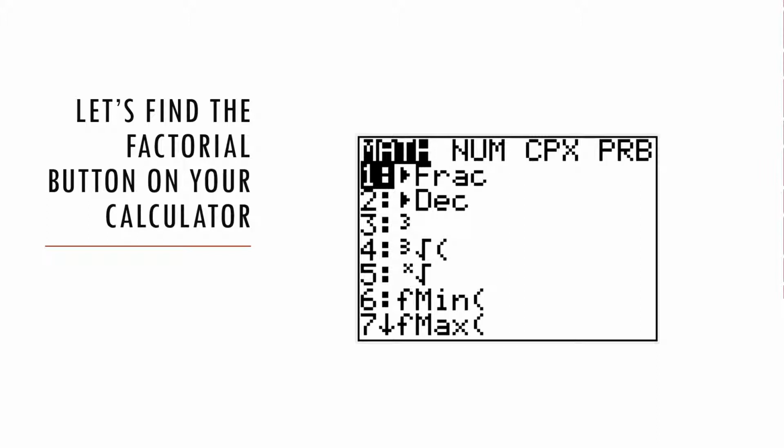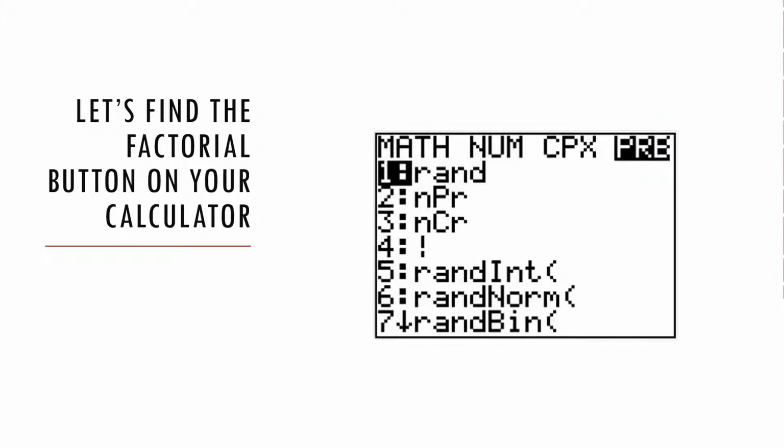So you have the math button. The next one stands for numbers. And then the next one stands for complex. And then the next one stands for probability. You're going to click on the PRB, or you're going to scroll over to PRB. And then when you get there, you can see that your factorial is option number 4.